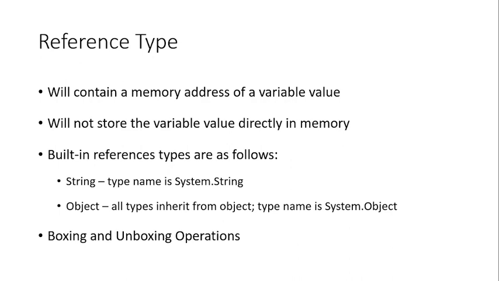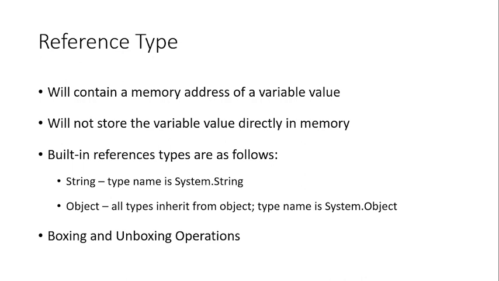And the next is object. All types inherit from object. The type name is System.Object. Again, quite a correlation with Java. In Java also we had a superclass of all the classes as object. Similarly here also we have that concept. So all types are inheriting from object.